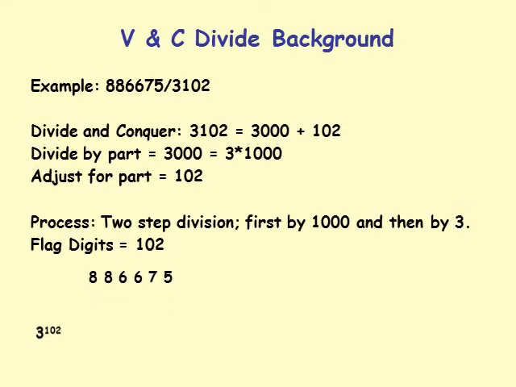So the problem setup is like that. Here is my dividend. Here is my divisor in two parts. Here 102 is the flag digits and 3 is the divisor, which is the divide by 3 step.